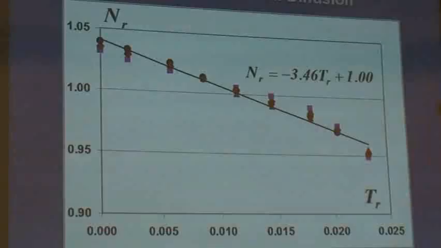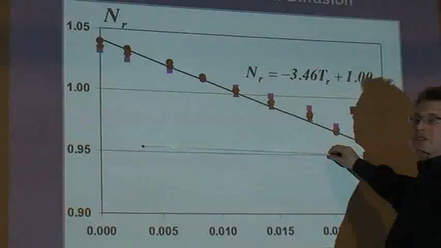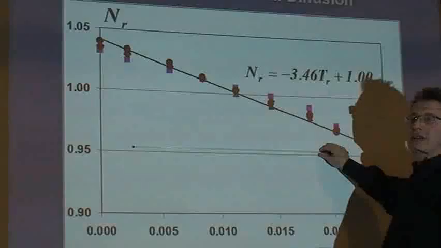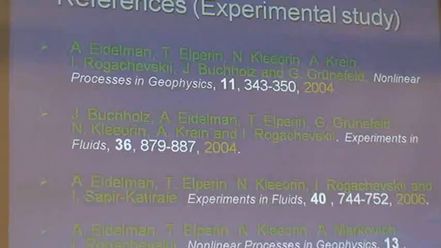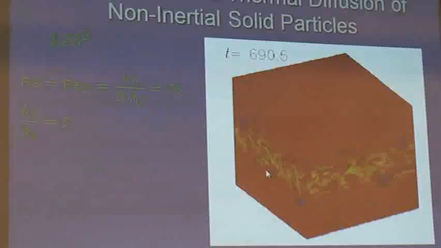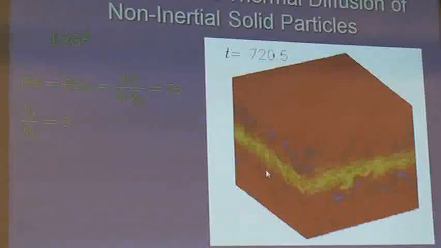So here we see that the contribution of inertial particles is larger because Reynolds number is larger. But nevertheless, again, we never obtain such a distribution. We performed hundreds of experiments with different conditions. We never obtain a horizontal line, which implies that in experiment this effective velocity exists. Okay, these are references for experimental studies.